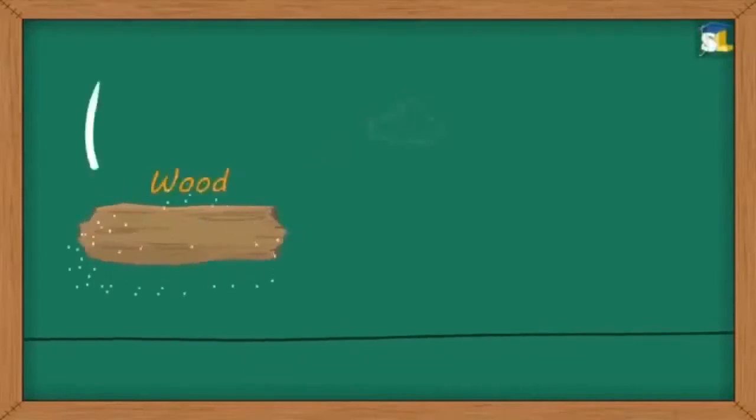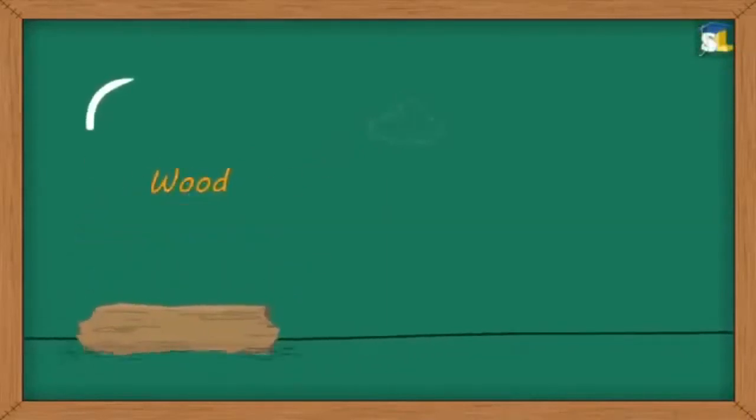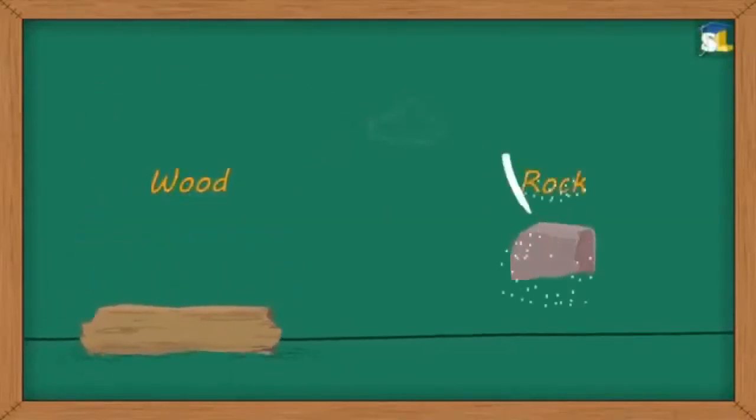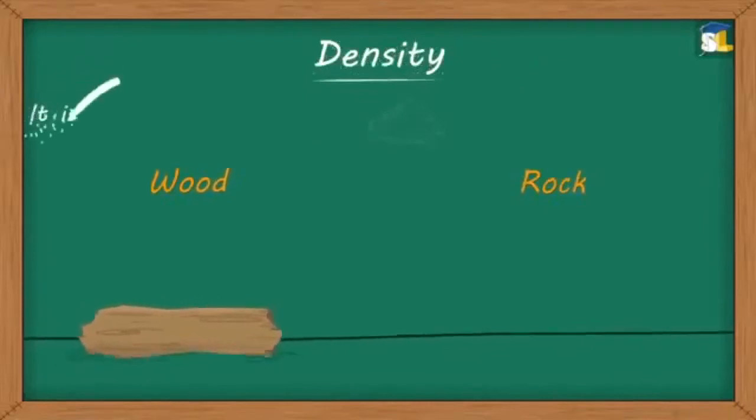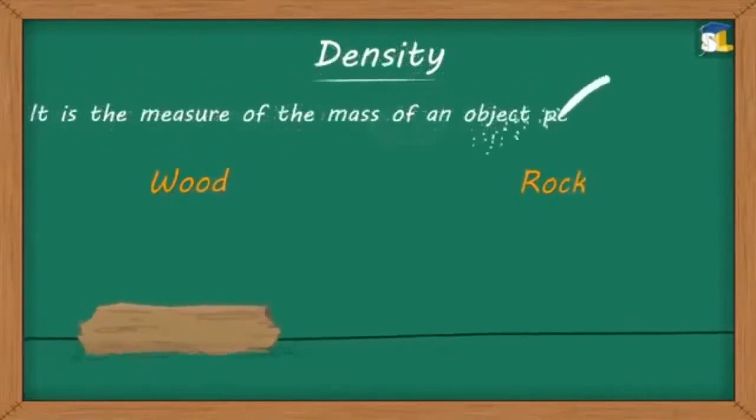Did you ever realize that a large log of wood floated on water, but a comparatively smaller piece of rock sank? How is this even possible? This is possible because of density. It is the measure of the mass of an object per unit volume.